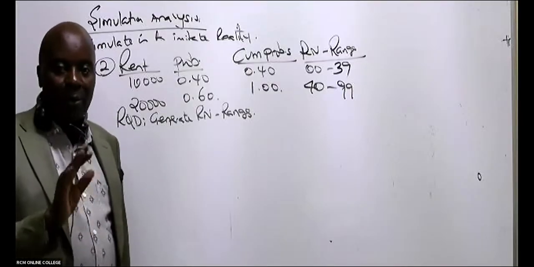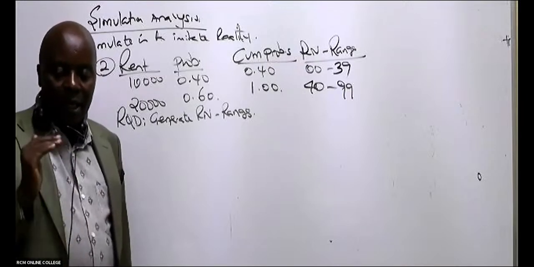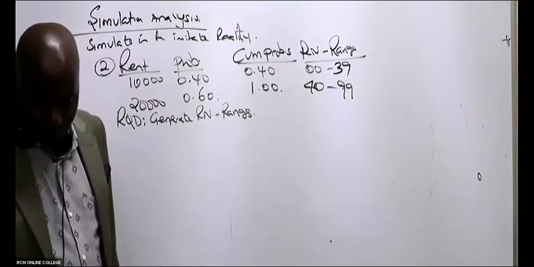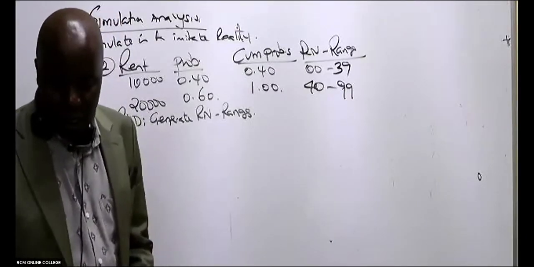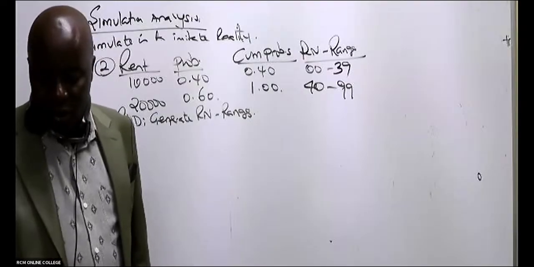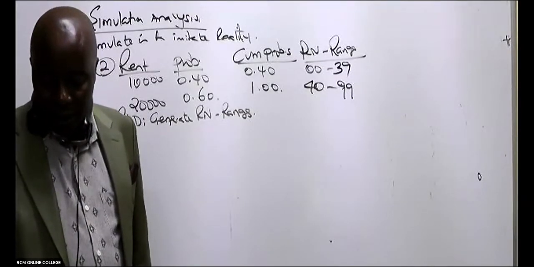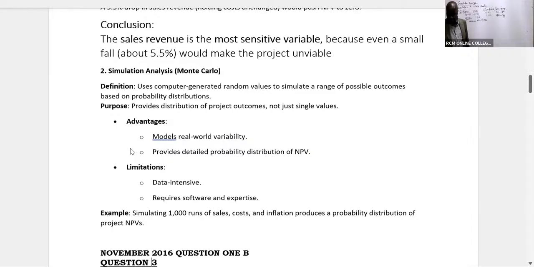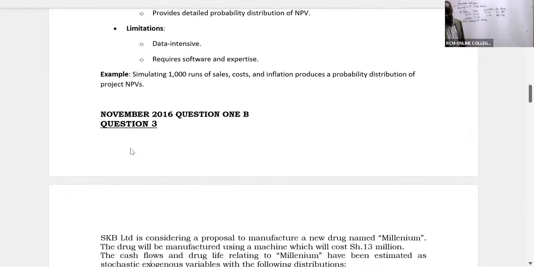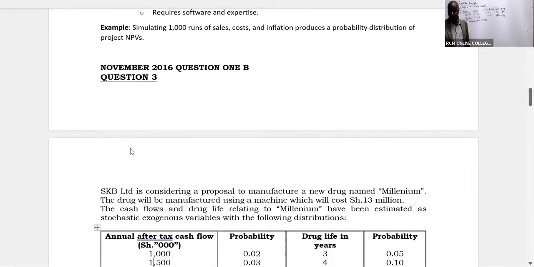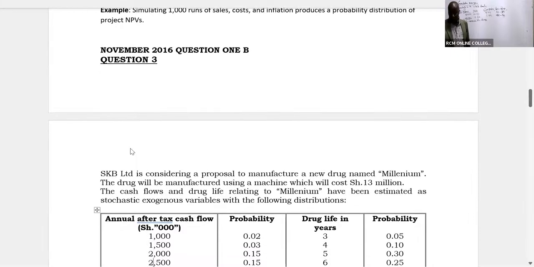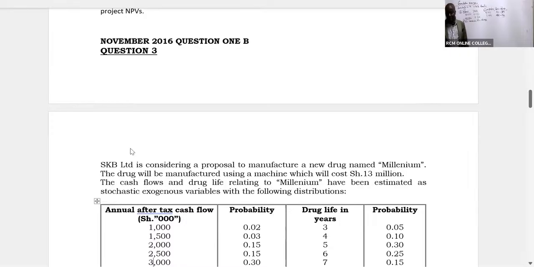So then if you are comfortable up to here, let us go straight away to a past paper question. This past paper is in your notes that I've given out today. It's quite an old question: November 2016, question number 1B. It is there. So November 2016, question number 1B, SKB. Are we there?